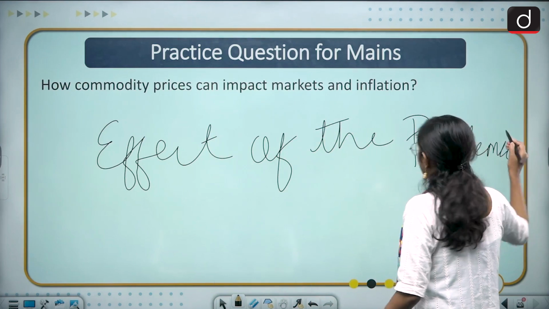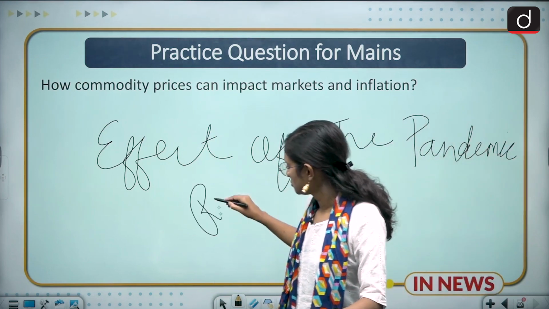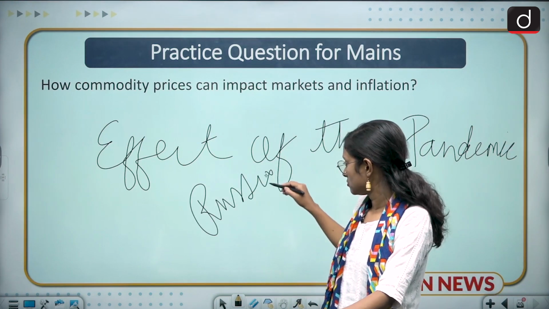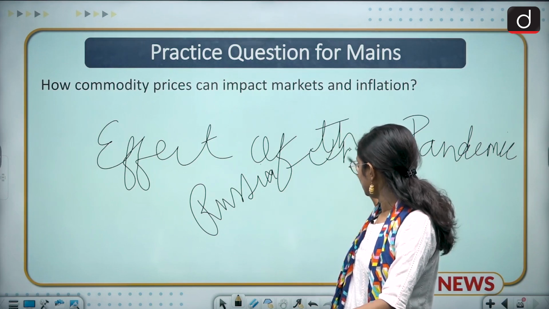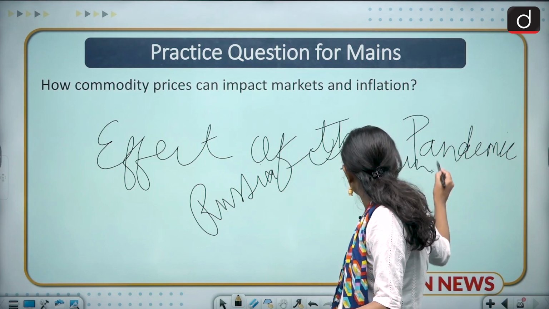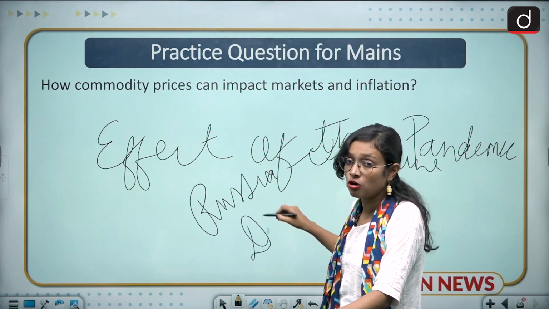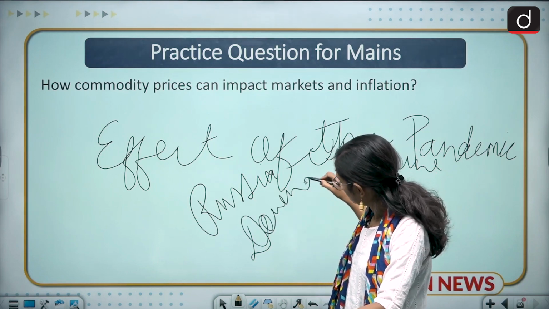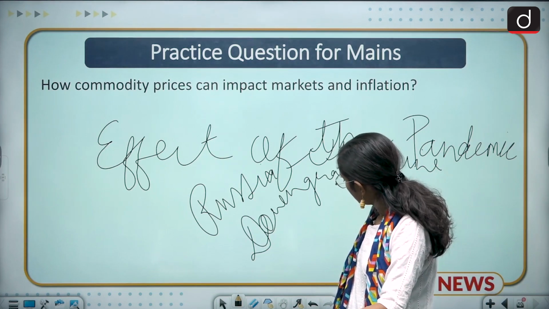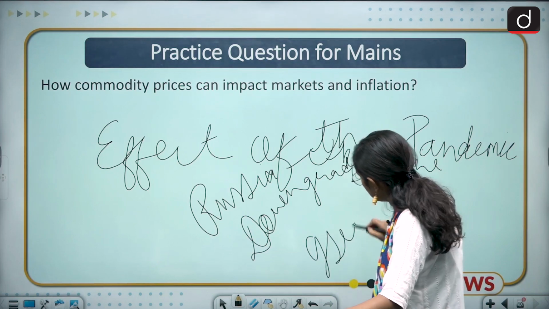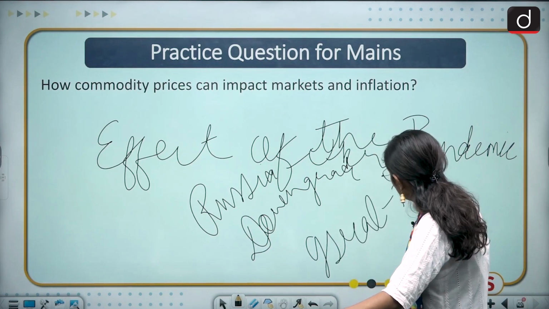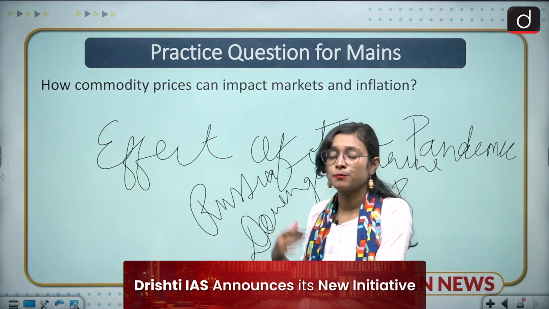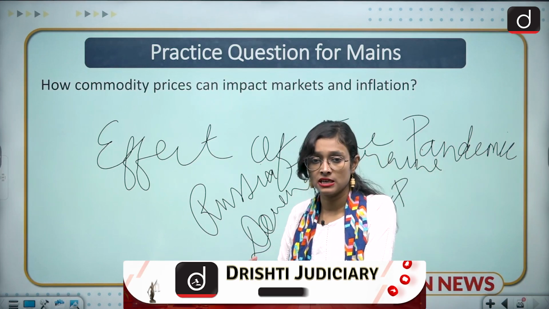And then we have the Russia-Ukraine war, and then the downgrade of the US economy, and now the Israel-Palestine issue. So these are the reasons that the prices of commodities are rising day by day.